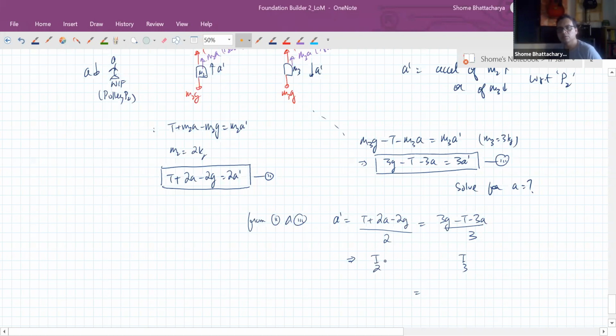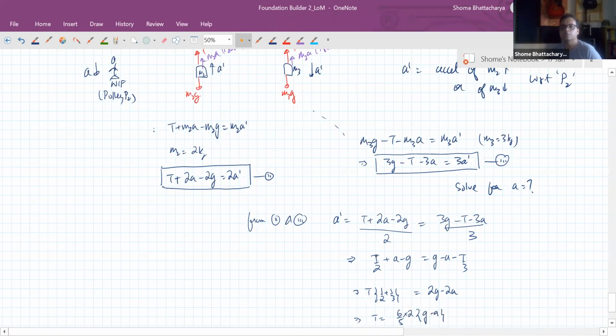Anyway, so T by 2 plus A minus G. On the other side, this will become G minus A minus T by 3. If I take tension on one side, I have half plus 1/3. On the other side, I can take 2G minus 2A. So this tension will come out to be 6 by 5 into 2 times G minus A according to this.